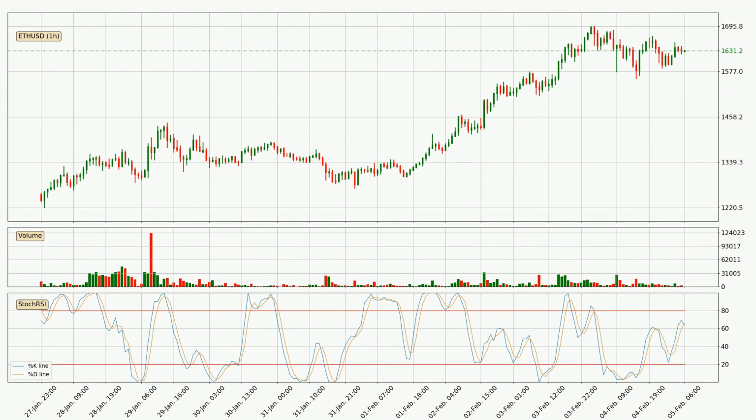Looking at the hourly stochastic RSI, there are no signs of the stochastic RSI being oversold or overbought at this time, but the %K line is below the %D line, which means the current trend is on the downside.